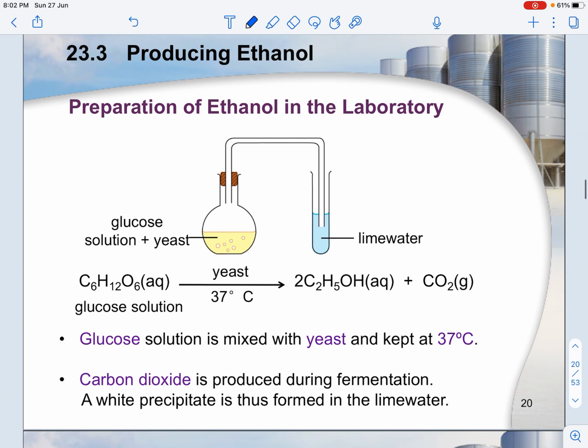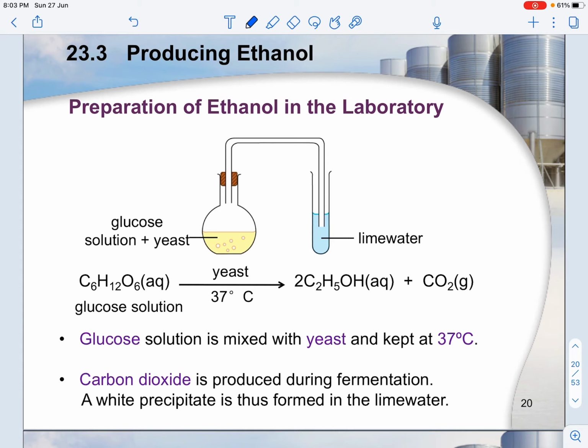For this condition, because yeast is a living organism, what you want to do is to prepare it at 37 degrees Celsius. At 37 degrees Celsius is the most optimum temperature for yeast to survive and to do the conversion for you. And this is how you go about doing it, where you just have the mixture and then you extract it out. But why do we have this lime water here? This lime water is to test whether the reaction is undergoing, because it produces carbon dioxide, therefore it will form a white precipitate over here.